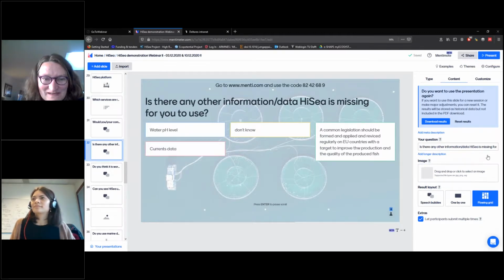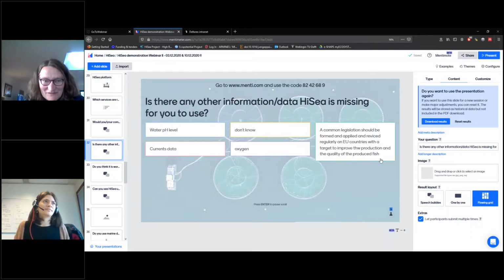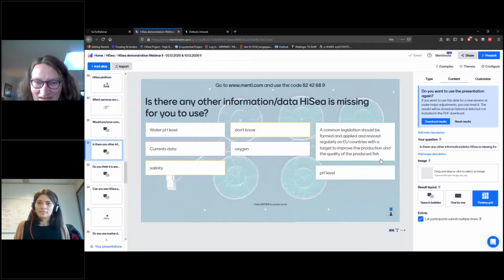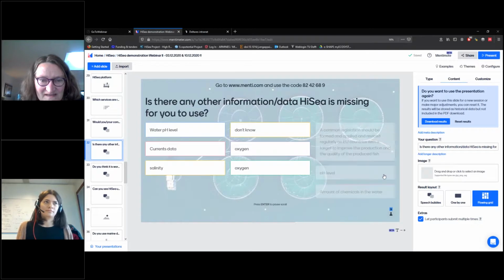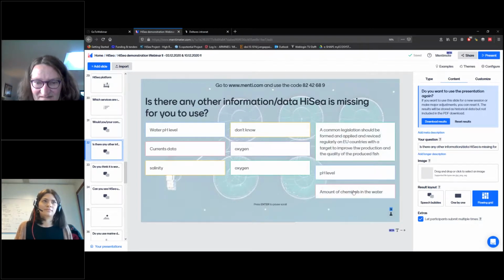So the results here, is there information missing, sorry, that you could use? So we have pH, oxygen, currents data, and then there's a comment. Common legislation should be formed and applied and received regularly on EU countries with a target to improve the production and quality of produced fish. Oxygen appears again, salinity, pH again, amount of chemicals in the water.